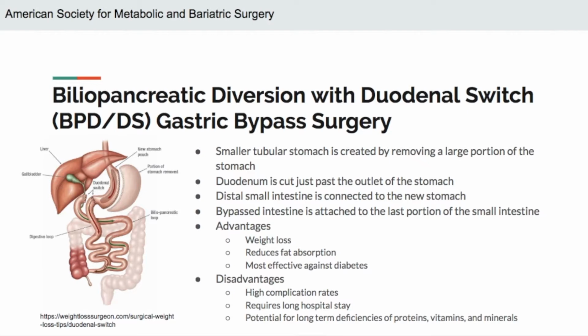So the surgery works for several reasons, and again, it's similar to the gastric bypass that we just talked about. So the new stomach pouch is smaller, so you have less caloric intake, you have less digestion of food, so less protein, fat, vitamins, and minerals are absorbed. And this also changes the gut hormones to promote satiety, suppress hunger, and this also controls blood sugar levels. The advantages include weight loss, reduced fat absorption, and it's most effective against diabetes. But the disadvantages include high complication rates, and it requires a long hospital stay, and you have potential for long-term deficiencies of proteins, vitamins, and minerals.